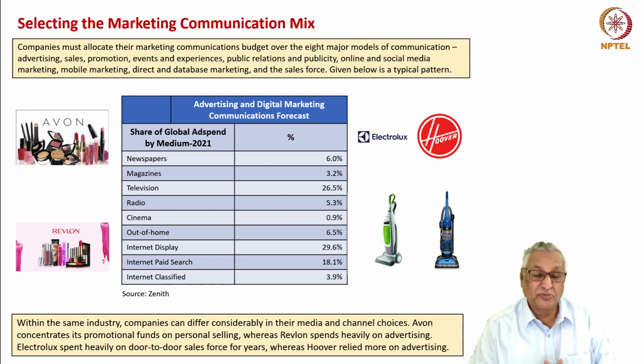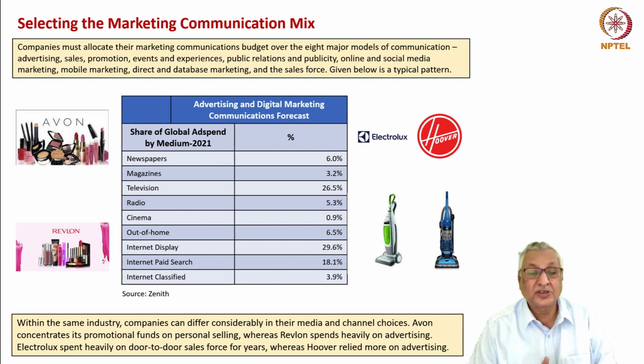This is a table sourced from Zenith, which talks about the share of global ad spend by medium. In that, newspapers have 6% of the share of ad spend, magazines 3.2%, television as high as 26.5%. Increasingly, internet display is coming out at 29.6%. Paid search on internet is 18.1%. Out of home, that is the billboards, etc., are at 6.5%.